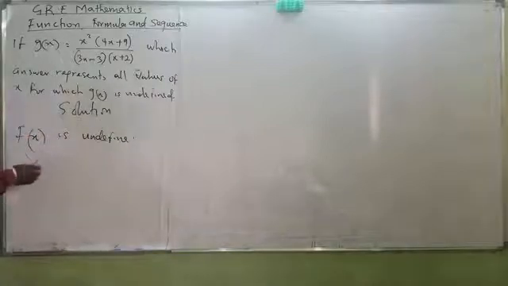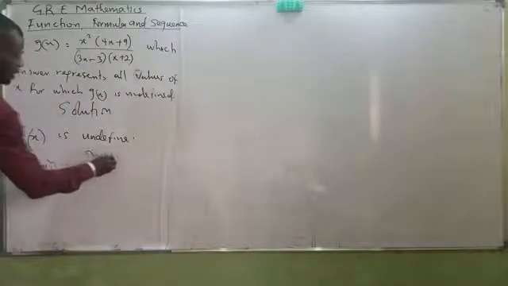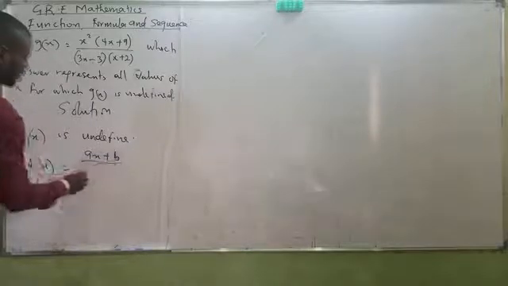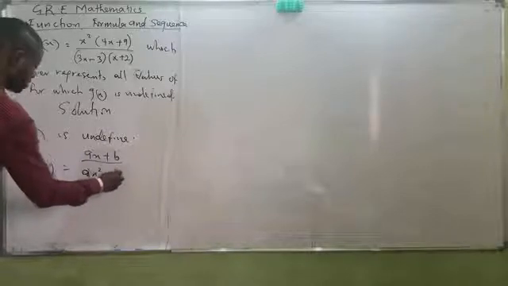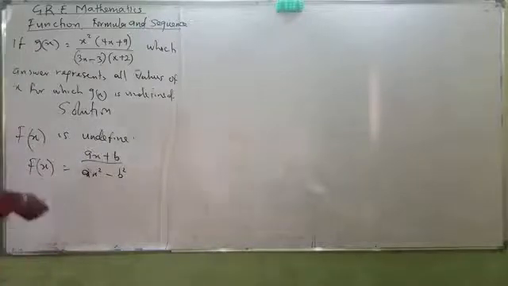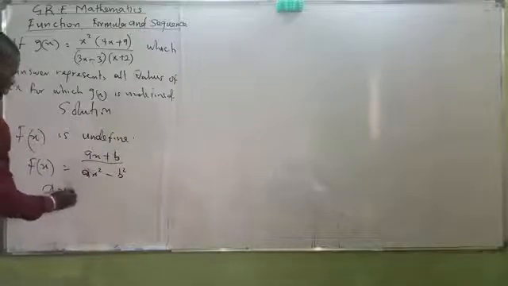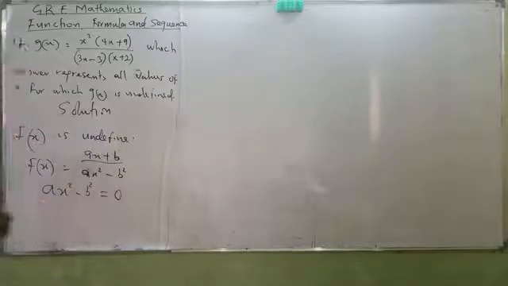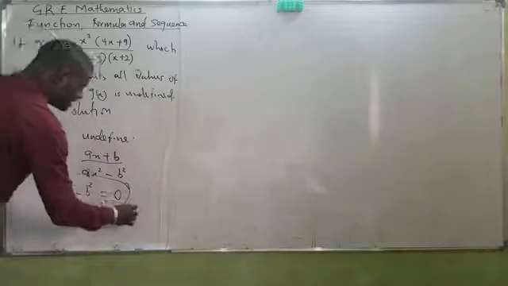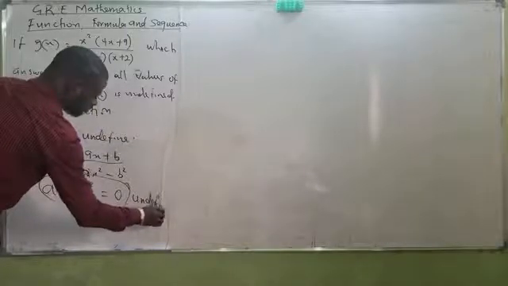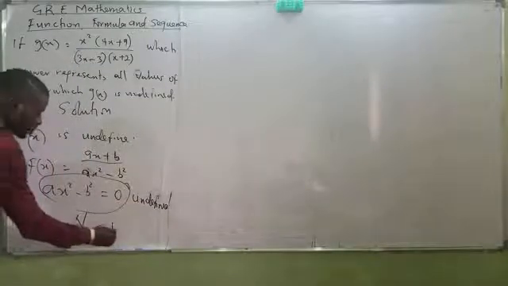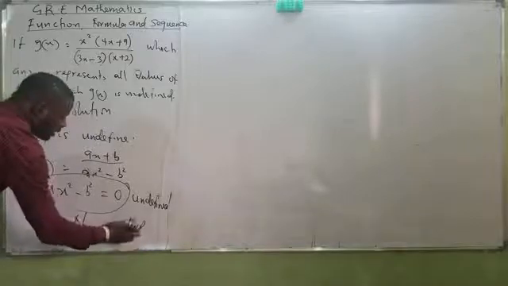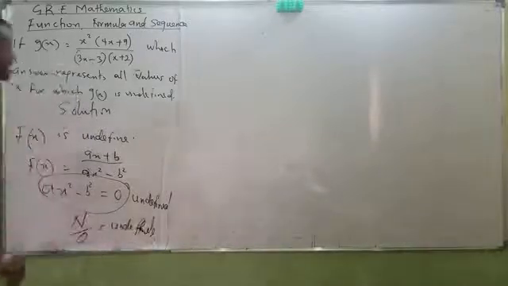It means the denominator of the function is zero. For example, if I have f of x equals (ax plus b) divided by (ax squared minus b squared), then the denominator ax squared minus b squared equals zero means it is undefined. Undefined means a number divided by 0. Take note of that.